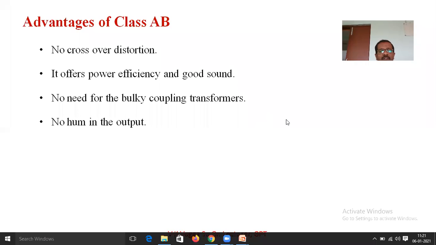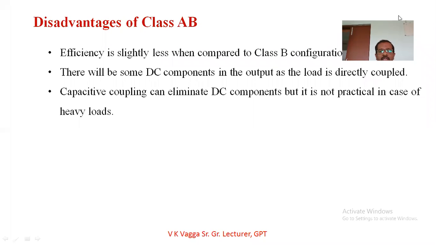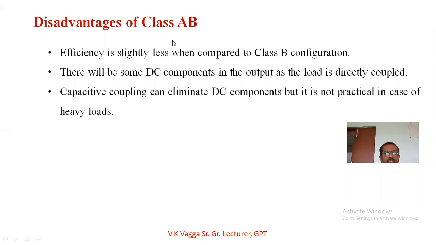And if you take the disadvantages of the class AB, the efficiency is slightly less when compared to the class B configuration, obviously. The conduction angle of class AB is above 180 degrees, so its efficiency is going to be less compared to the class B configuration.